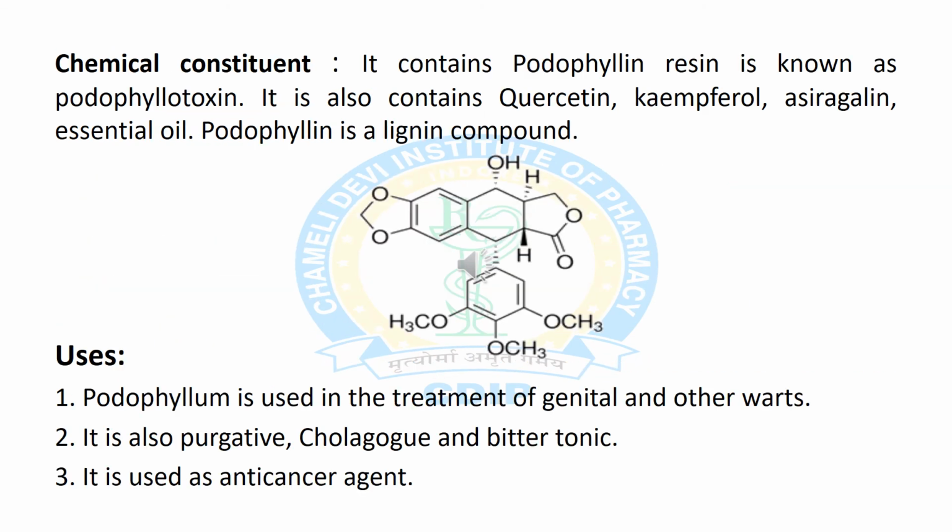Now we will discuss various chemical constituents found in podophyllum root. It contains podophyllin resin, which is known as podophyllotoxin. It also consists of quercetin, kaempferol and aceragalin, which are flavonoids, and it also contains essential oil and lignan compounds. Now we will discuss various therapeutic uses of podophyllotoxin. It is used in the treatment of genital and other warts. It is also used as a purgative and bitter tonic, and it is used as an anti-cancer agent.